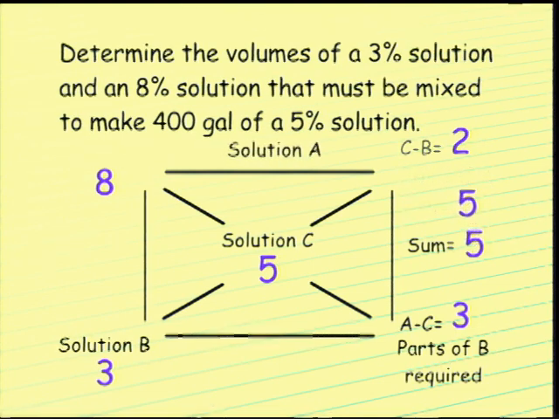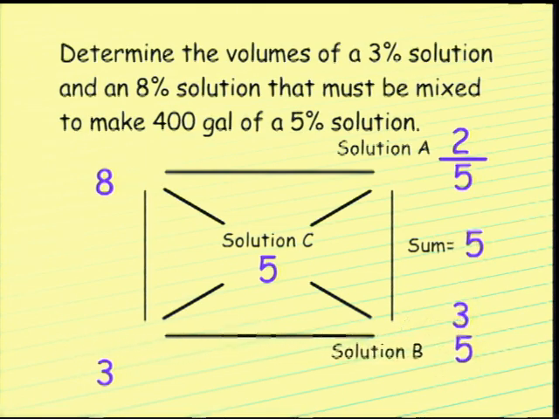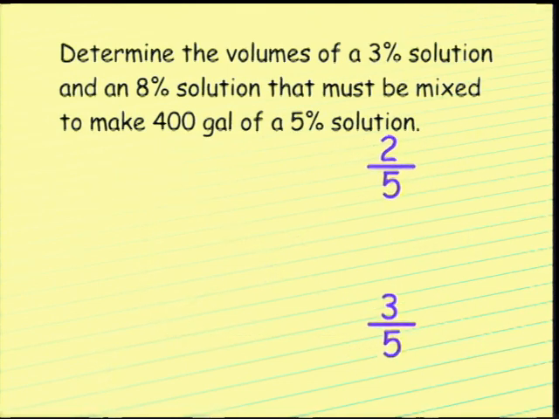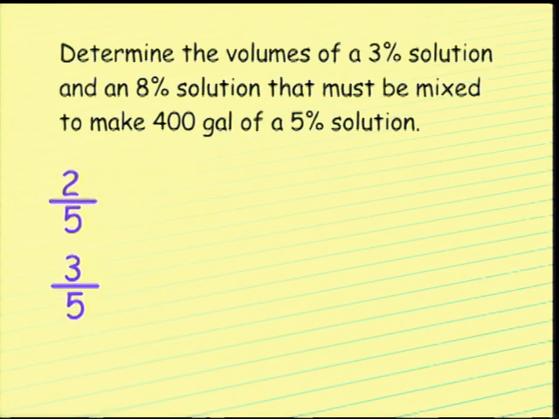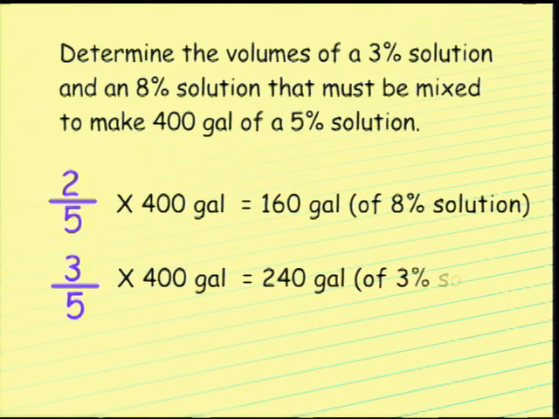2 parts of the 5 parts of the new solution should be made up of the 8% solution, and 3 parts out of the 5 parts should be made up of the 3% solution. Using these ratios, we can determine the number of gallons of each solution to be mixed. 2/5 of 400 gallons is 160 gallons of 8% solution, and 3/5 of 400 gallons is 240 gallons of 3% solution. Mixing these amounts will result in 400 gallons of a 5% solution.